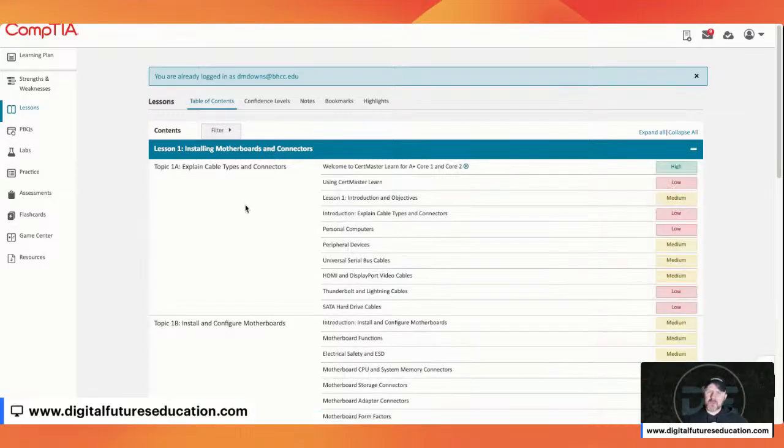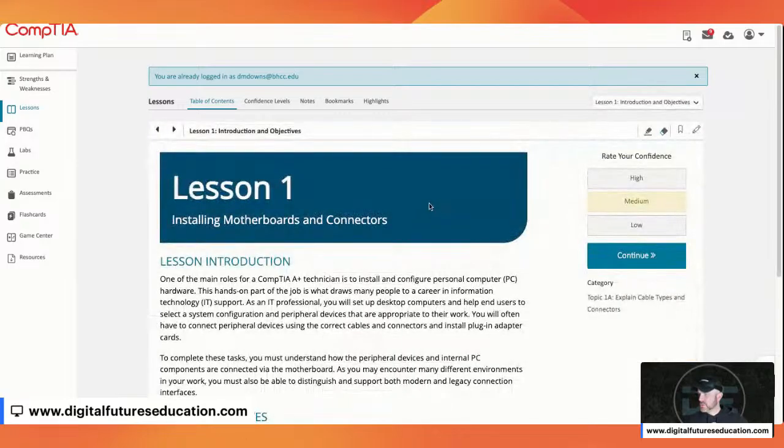Within installing motherboards and connectors, you're going to see that there is an overview of the A+ Core 1 and Core 2 and how to use this particular software. But I'm going to hop right to the introduction and core objectives of Lesson 1 and the topics related to installing motherboards and connectors.